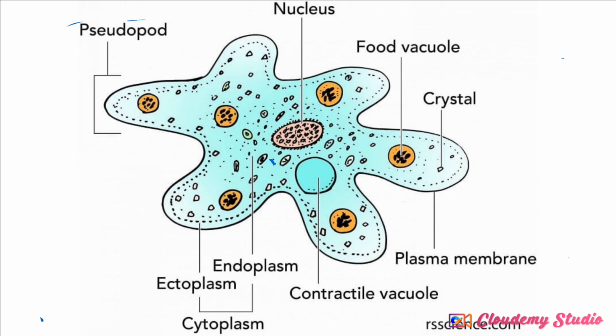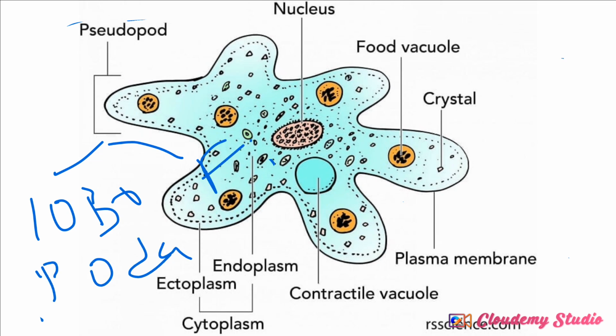Contractile vacuole is used for osmoregulation. That is for taking out water of the body because they are living inside water. If they take in too much water, they have to excrete it out. So they use contractile vacuole for what? For osmoregulation.